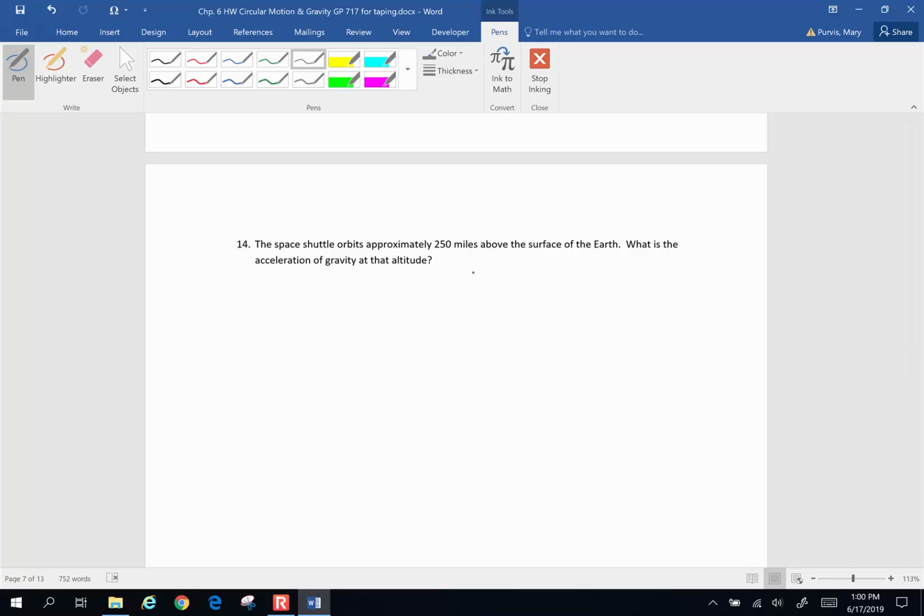Okay, here's what we've got going on. At this altitude, here's what is up. We have the radius of the Earth plus we have the height of 250 miles, and I want to know at this height what is going to be the acceleration of gravity at that altitude.